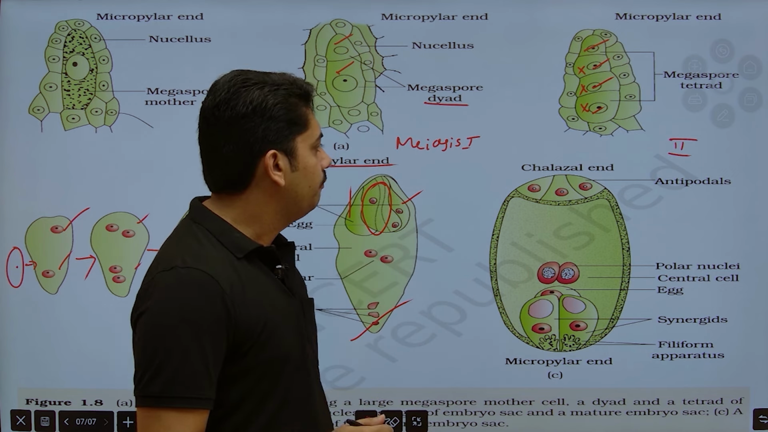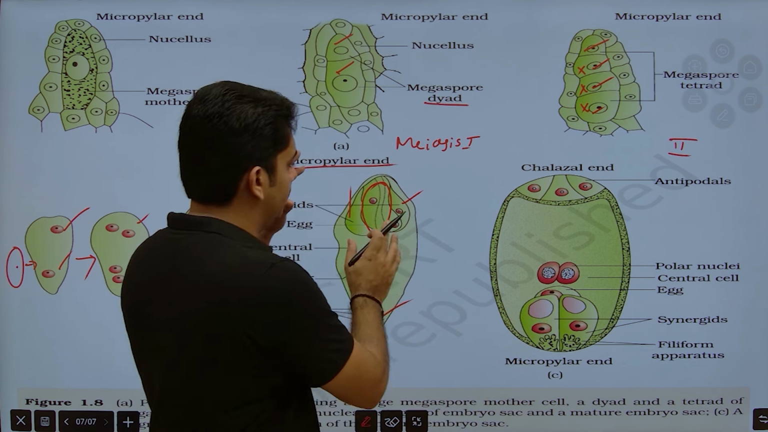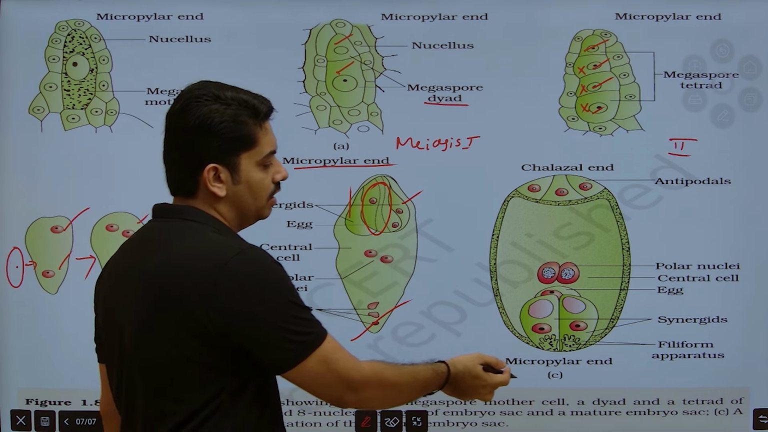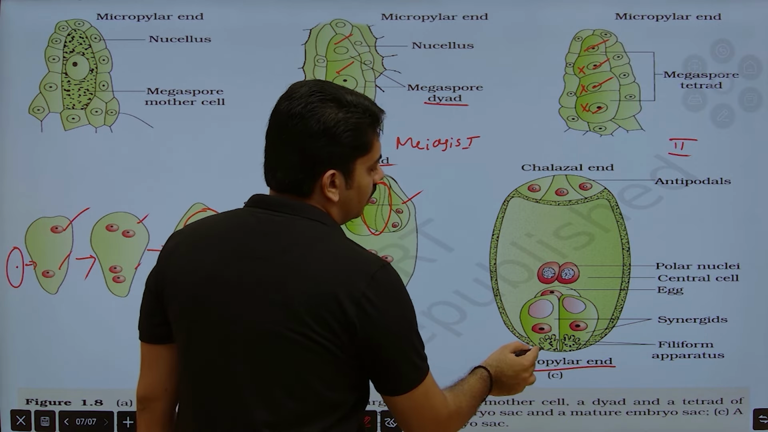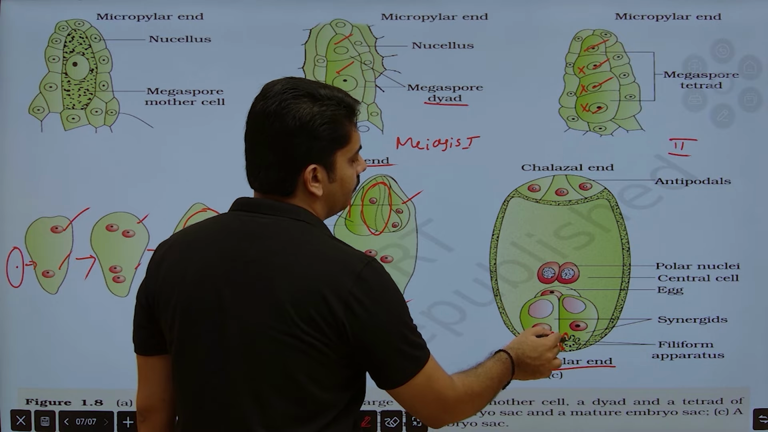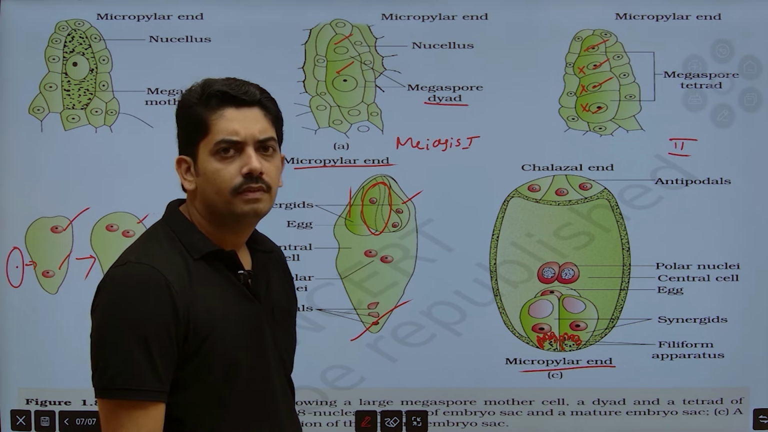If you see here, in the micropylar region, they just flipped it. Here they have given the micropylar region, and here they are mentioning the micropylar region. Finger-like projections are present, and they are called the filiform apparatus. They play a very important role.